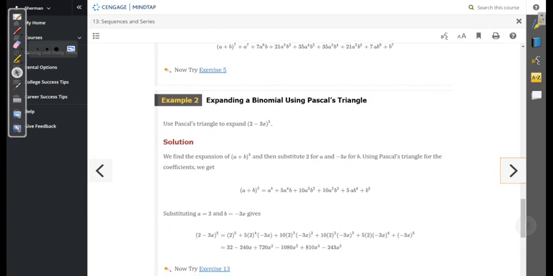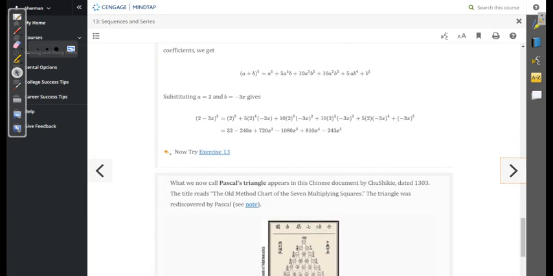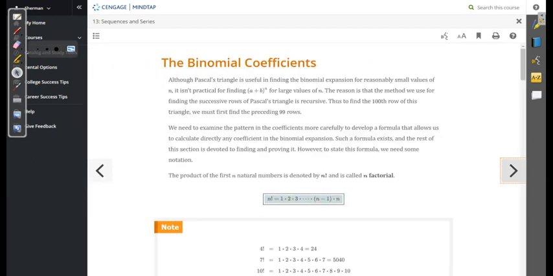Example 2, same way. And again, this is Pascal's triangle. Not the worst thing, not the easiest thing though.